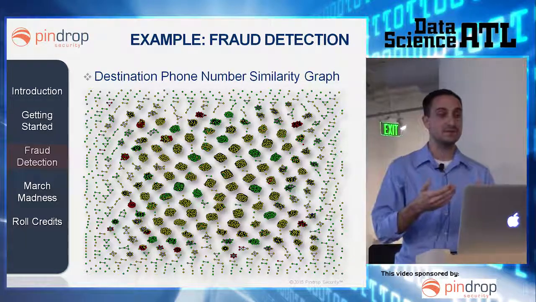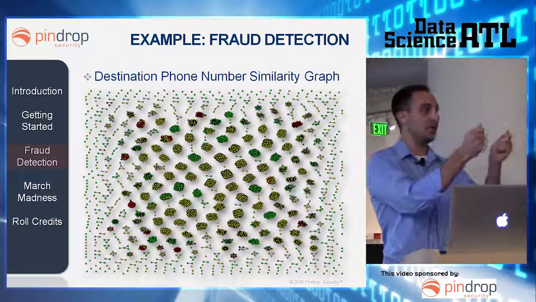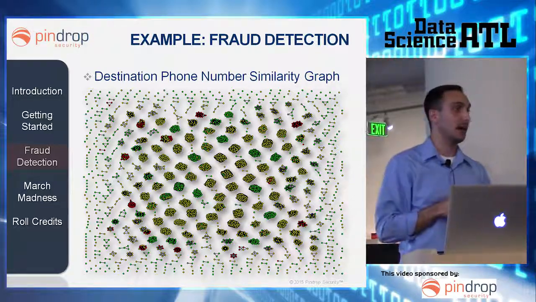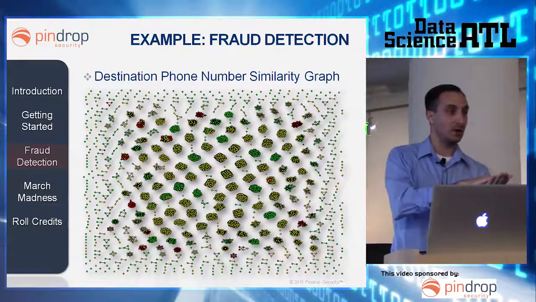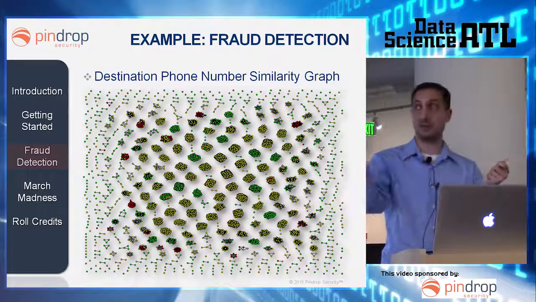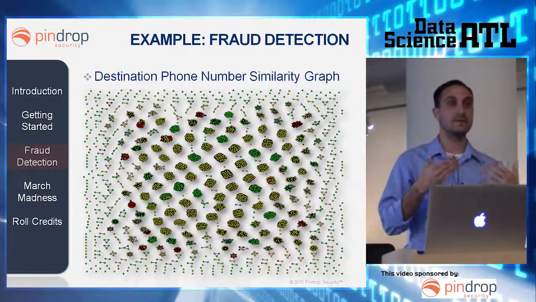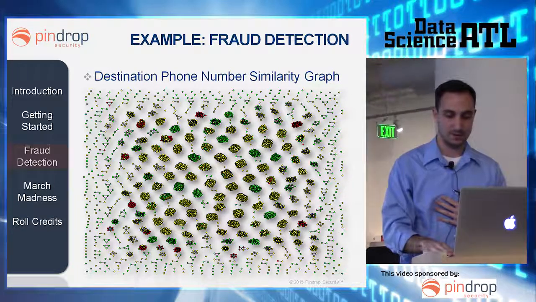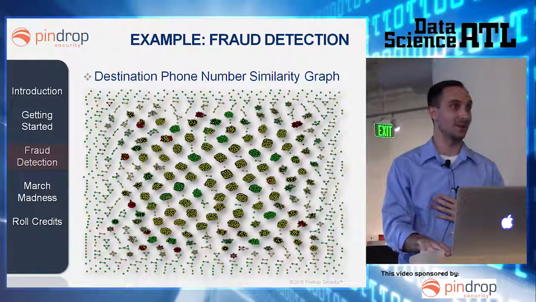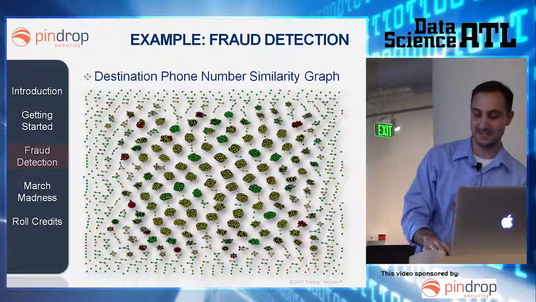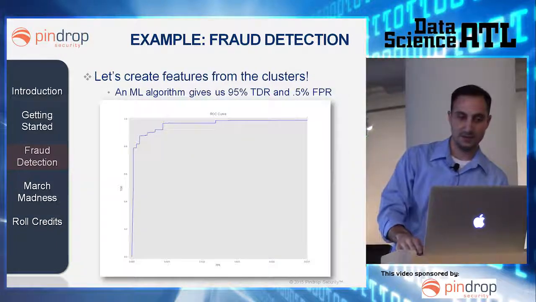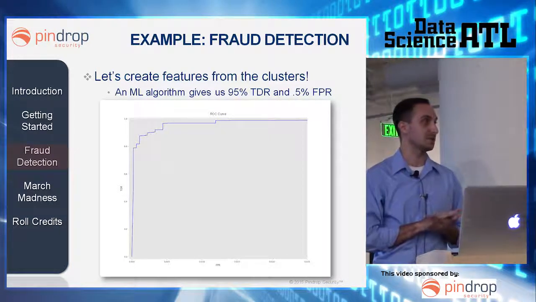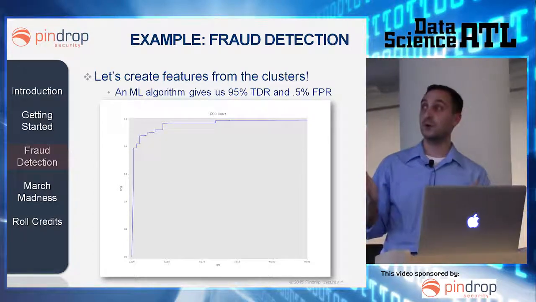And I use these features, and then I take a new phone number, and I say, what cluster do you belong in? And then based on the cluster it belongs in, I assign all of those features to it and give that to a machine learning algorithm. In this case, it was random forests. Good old scikit-learn random forests. Not too fancy, but that's all you need to generate a 95% true detection rate and a 0.5% false positive rate. So that's pretty cool.